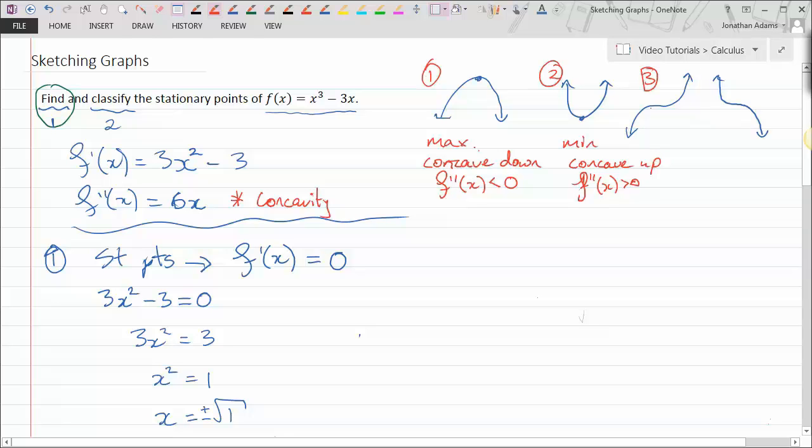If we've got the third case where we've got an inflection point, well, that's somewhere between concave up and concave down. So that means that in this situation, the second derivative is going to be equal to 0. It's not positive and it's not negative. So this is called an inflection point. And in this particular case, it would be called a horizontal inflection point, because a horizontal inflection point is an inflection point, a change of concavity, and a stationary point as well.